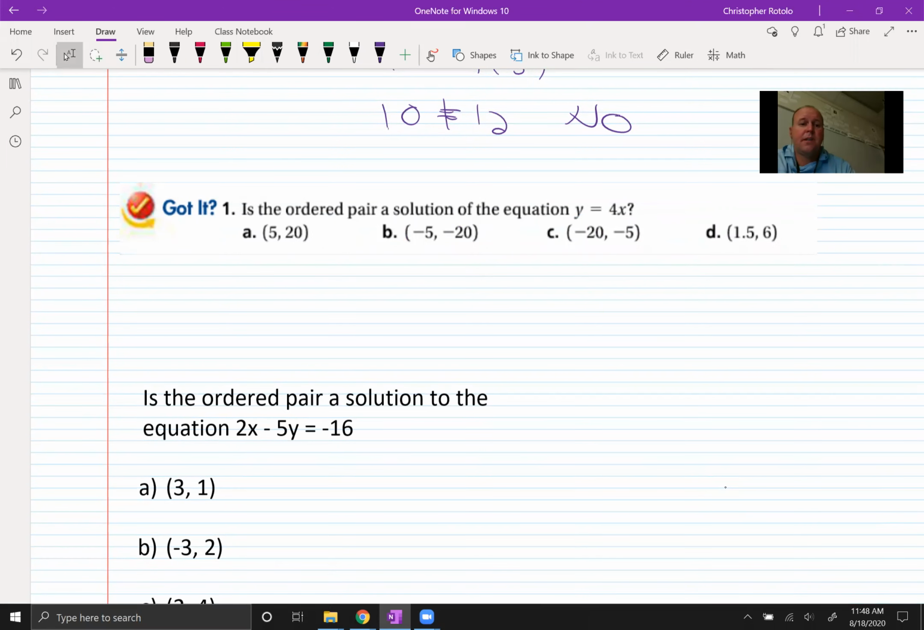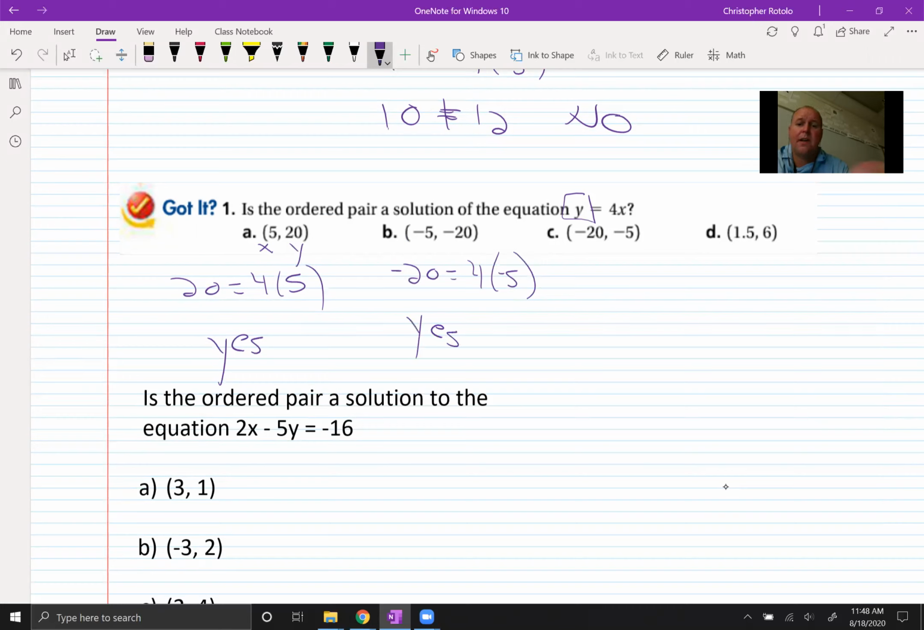So we're going to plug these in. So remember, it is x and then y. Most common mistake that I'll see is students plug them in the order that we have them, even though the equation starts with y and then goes to x. So we have 20, is it equal to 4 times 5? Yeah, you betcha. What about negative 20? Is that going to be equal to 4 times negative 5? Well, that's going to be negative 20, negative 20. So that's another yes. We're doing pretty good. Okay, what about this way?